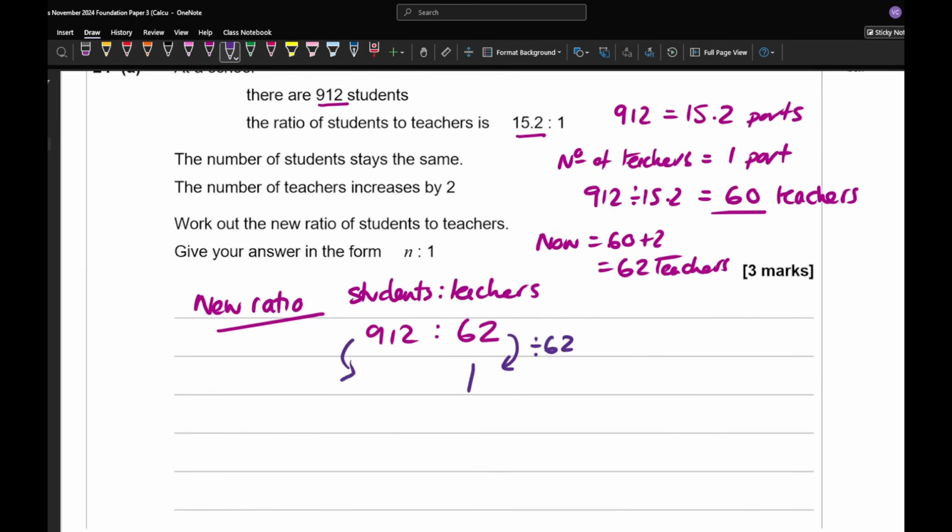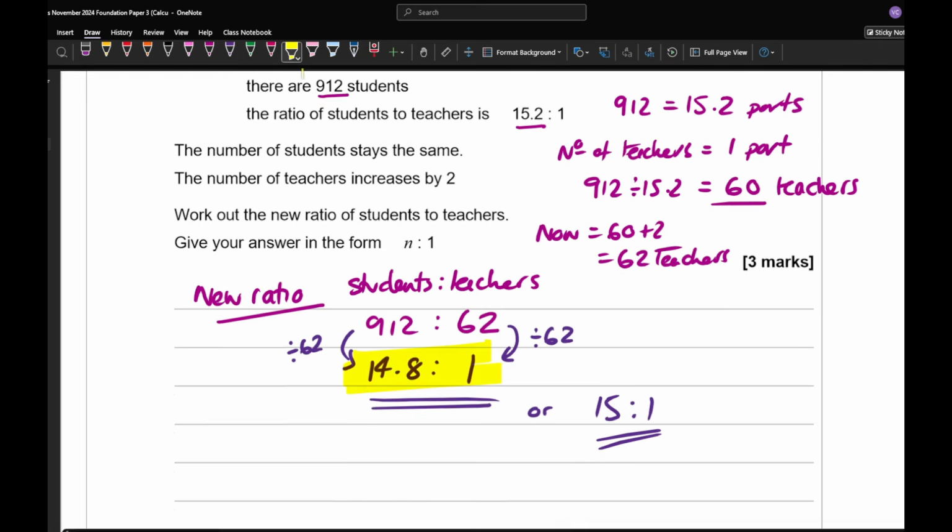So if I then do 912 divided by 62, I get an answer of 14.8. That's rounded. So that will be my answer. Or if you recognize that you are working with whole numbers, I would round up so that we've got 15 to 1. But when it comes to n to 1, you can have decimals in your ratio. So personally speaking, I would opt for this answer here.